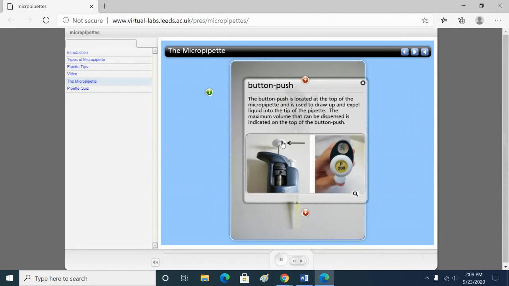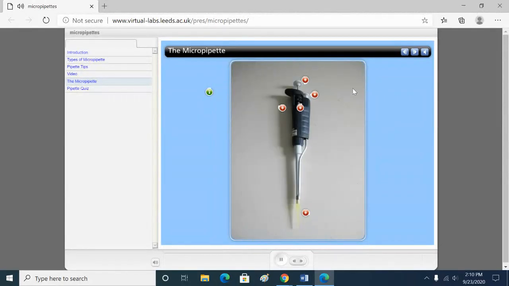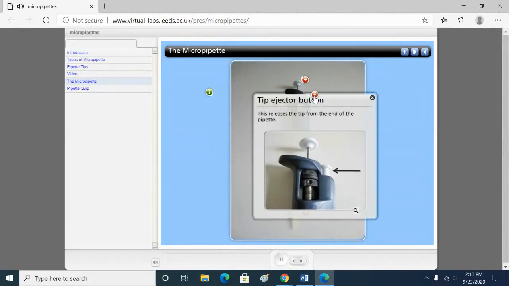So learning the first stop, second stop, and getting a feel for that was very important, because students had a tendency to always push all the way down to the second stop and then suck up their sample. When you go to the second stop and then suck it up, you're actually sucking up twice as much. So getting a feel for the different stops was important and took some practice. Of course, the ejector, you push that down and it pushes the tip off.